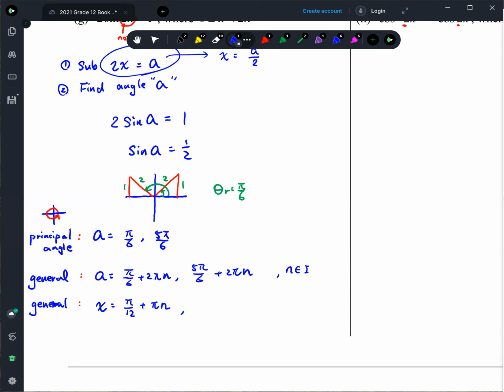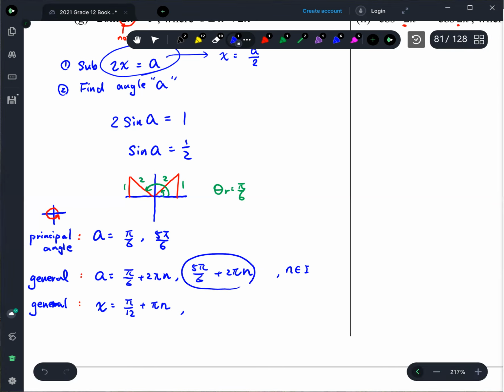Angela? Yeah. Sorry, how do you get rid of the 2 again? Get rid of 2. Oh, like make it pi n? Yeah, so you divide the general solution by 2. So 5 pi over 6 divided by 2, 2 pi n divided by 2, right? All the whole thing divided by 2. 5 pi over 12 plus pi n?